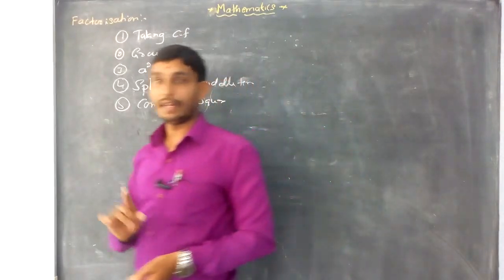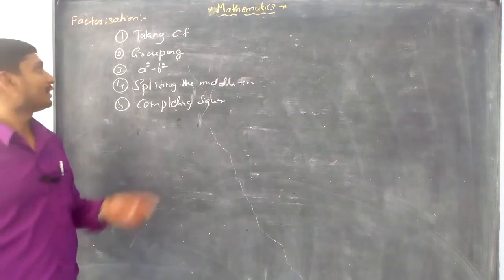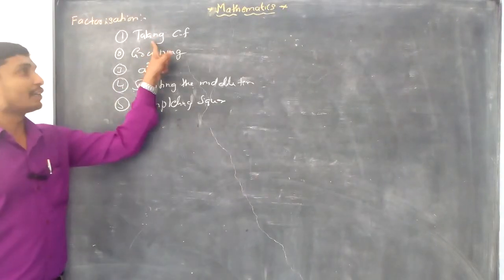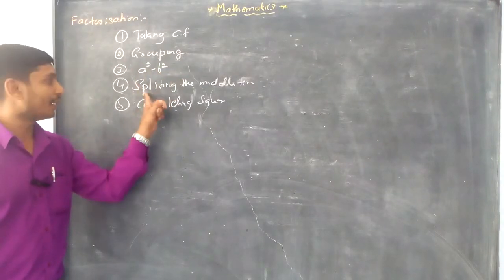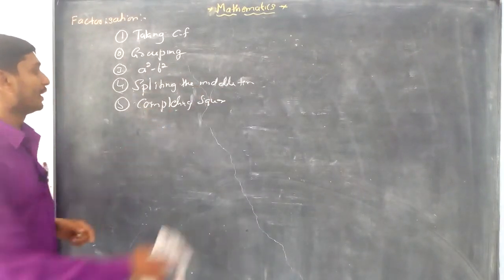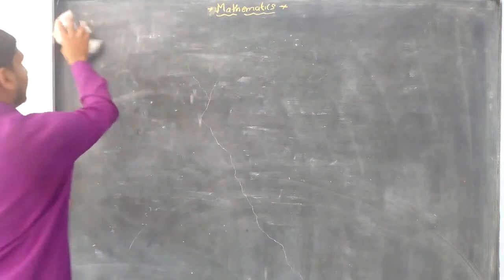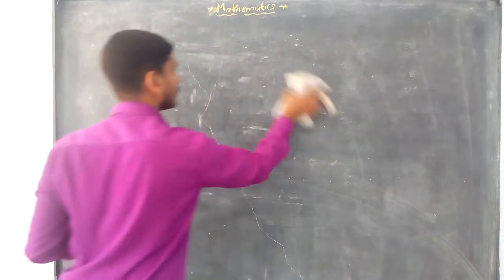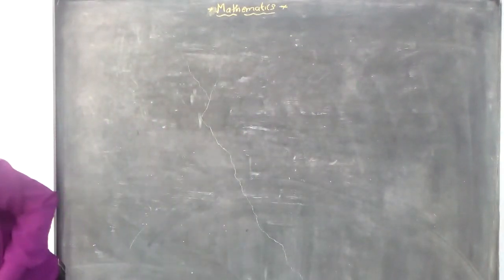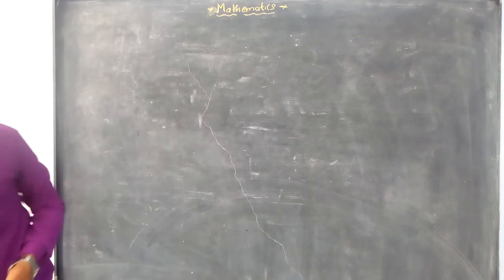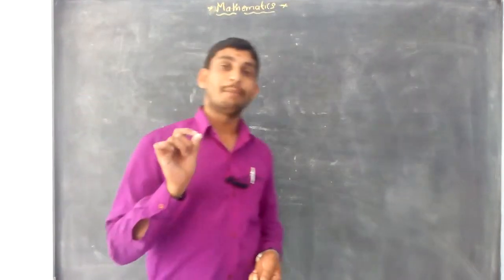So remember, for factorization there are how many methods? 5 methods. One is taking common factor, another is grouping, next is using the identity a square minus b square, next is splitting the middle term, final one is completing square method. And you have to remember, what is factorization? Factorization means it is the reverse process of multiplication.